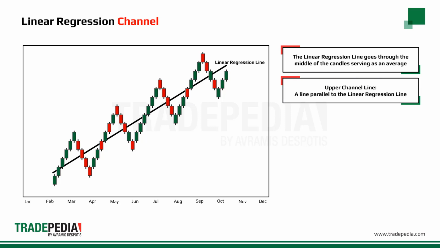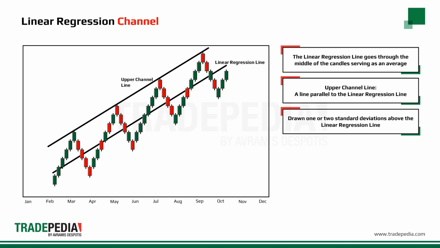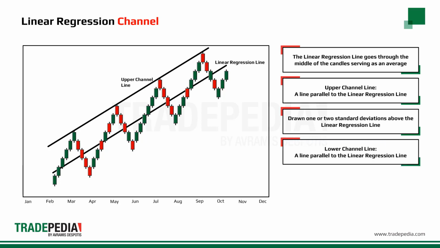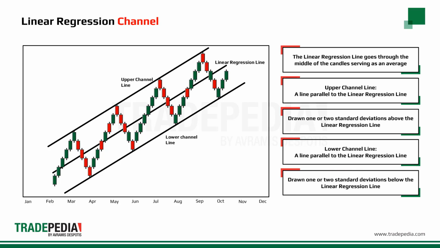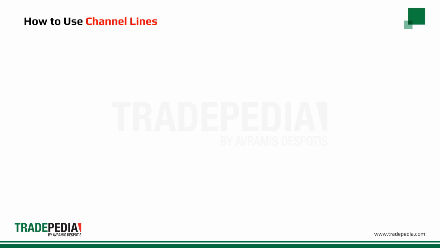The upper channel line is a line that runs parallel to the linear regression line and is usually drawn 1 to 2 standard deviations above the linear regression line. The lower channel line is also parallel to the linear regression line, drawn 1 to 2 standard deviations below the linear regression line. How to use channel lines.